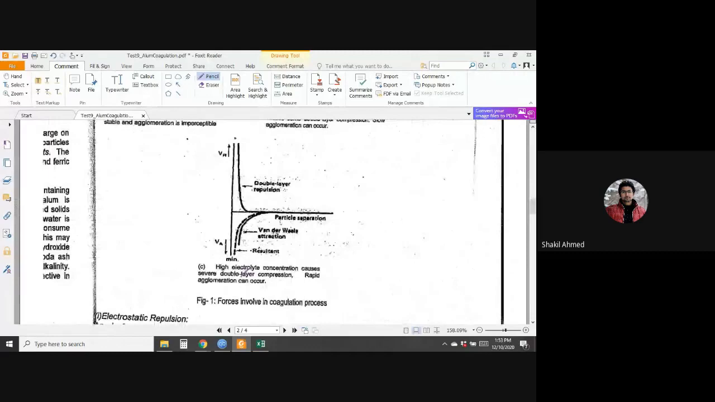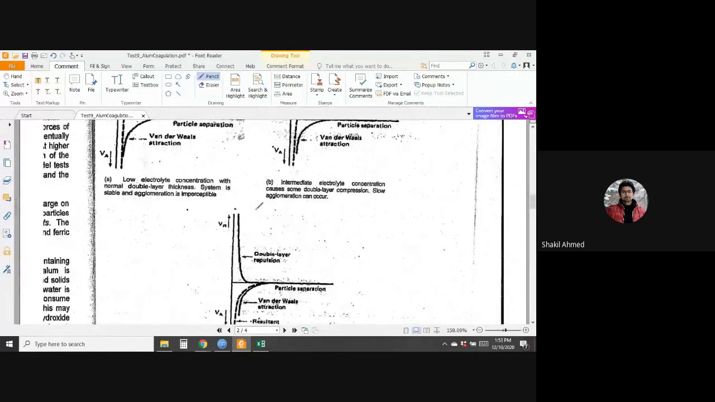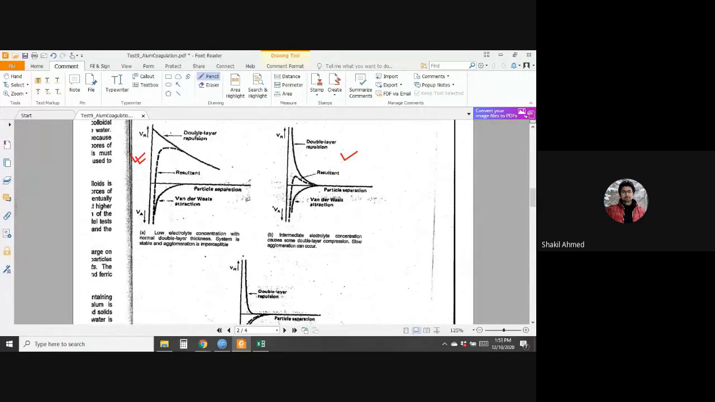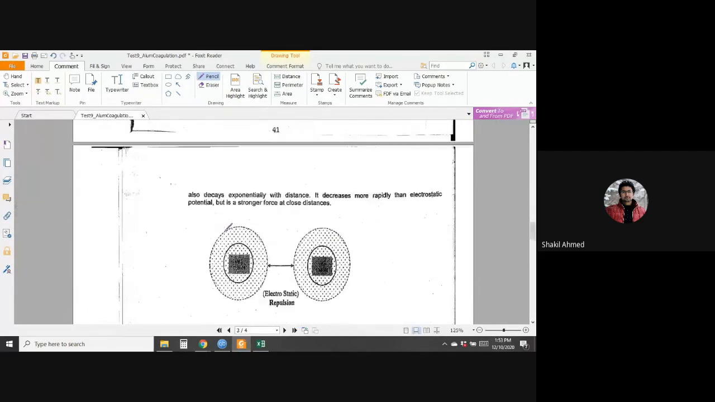As the particles come close to each other, the attraction, double layer repulsion, and the attraction change accordingly.